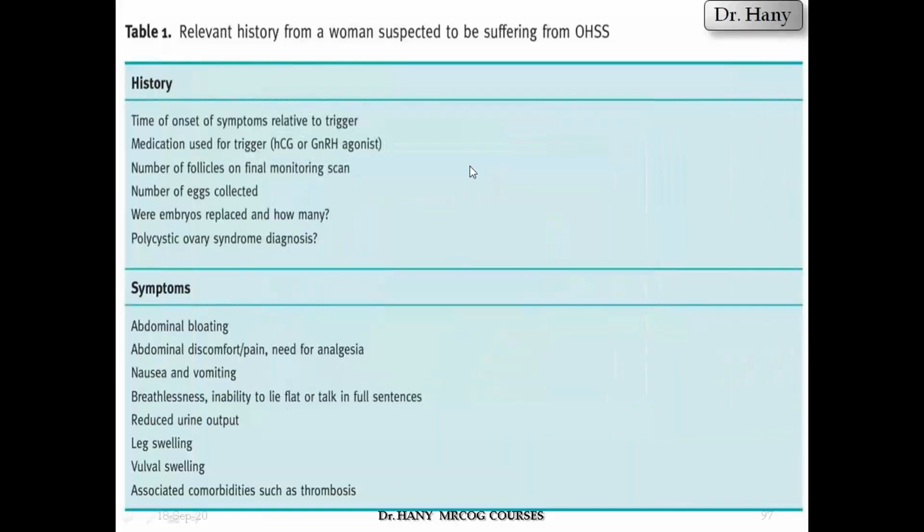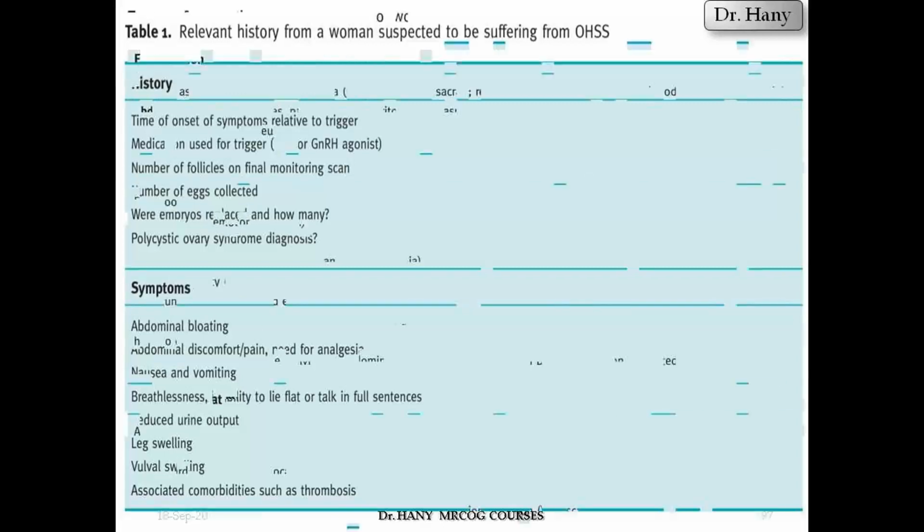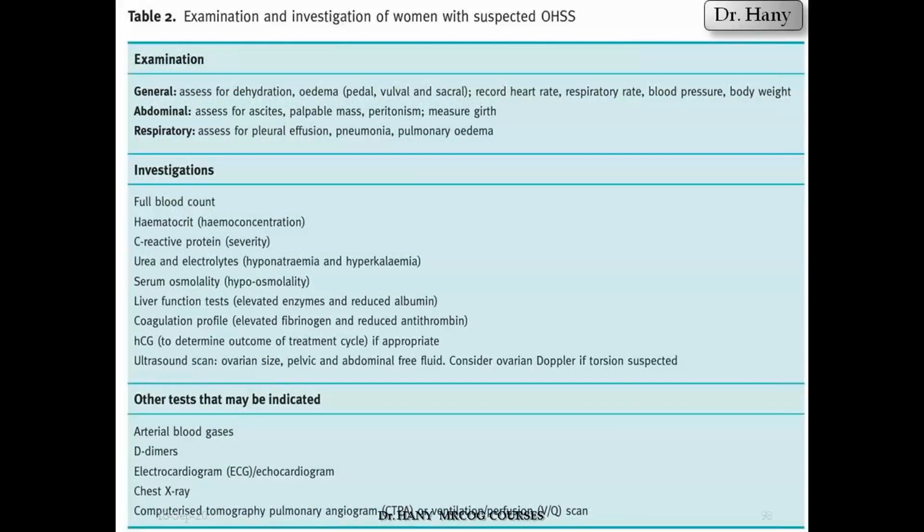History taken. How many eggs collected? Follicles. How many embryo replaced? PCO is a risk factor. Symptoms: discomfort, abdominal bloating, pain, vomiting, restlessness, reduced urine output, leg swelling, vulval swelling, edema, associated with any comorbidities. So, history and symptoms are very important. Examination: general examination, abdominal and respiratory. Why? Because pleural effusion, extravasation will cause respiratory distress and respiratory problem. So general examination, abdominal examination for ascites and respiratory.